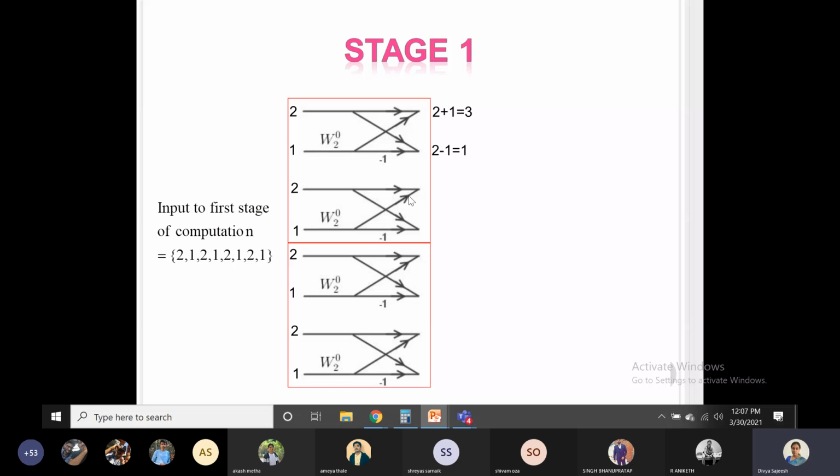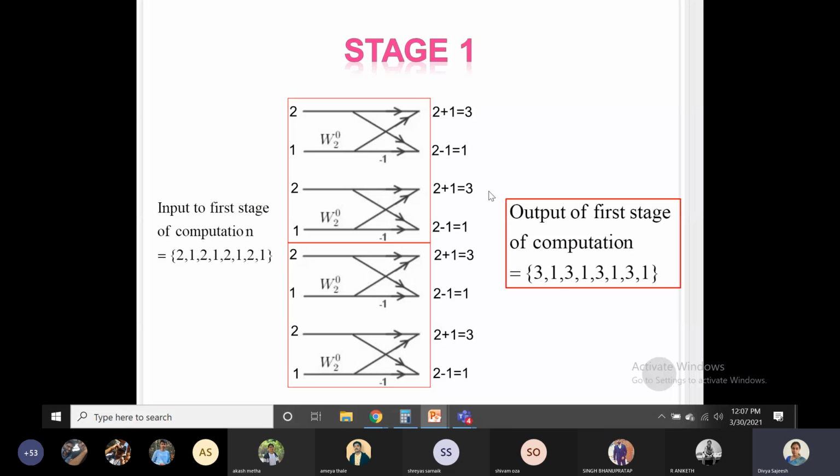Okay. The same thing will repeat for all the other output terminals. That is, here also 2 will come as it is. Now 1 also will come. So 2 plus 1, 3 and 2 minus 1. So the rest, you just fill it as it is, since it is the repetition, because at the input side it is 2 and 1. It is repeated. So at the output side also your elements will get repeated. So the output coming out of first stage is 3 1 3 1. Like that, 8 elements will be there in the first stage of computation.